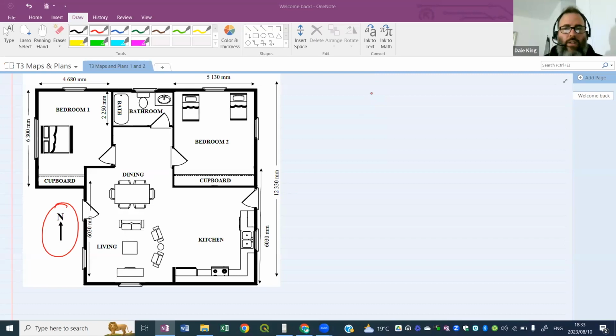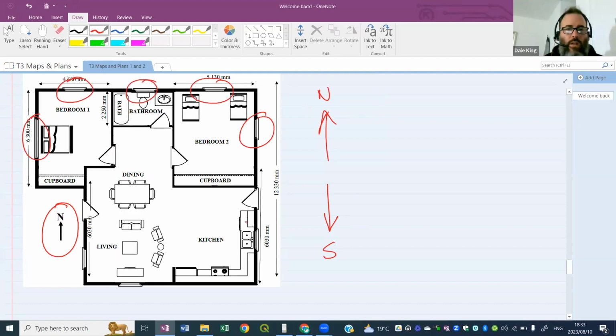South-facing windows. All right, if this arrow is pointing north, then south is facing this way, isn't it? And where are all the windows? There's one, there's one, there's one, there's one, there's one, there's one, there's one, and there's one. Those are all the windows. How many are facing south?